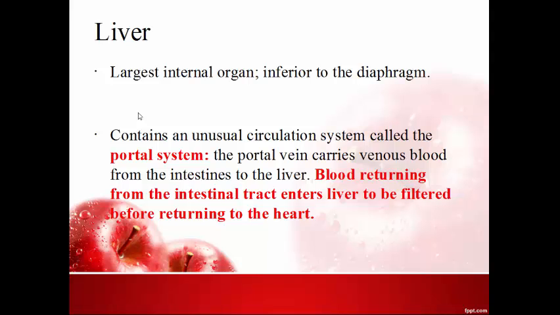This is where you have the portal vein carrying blood from the veins of the intestines to the liver. So what's happening here is blood that is returning from the intestines, instead of going back to the heart first, will go to the liver first to be filtered once again, and then go back on to the inferior vena cava and onto the heart. So this is unique for just the liver only.